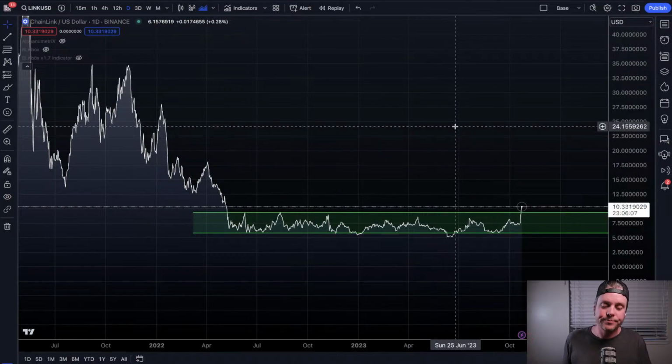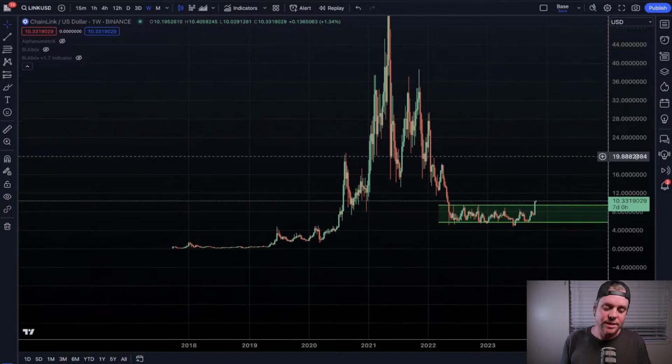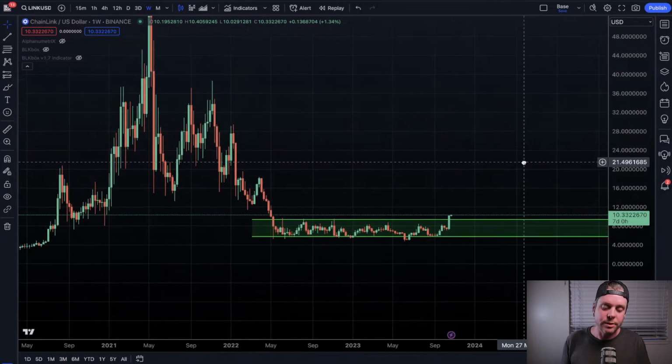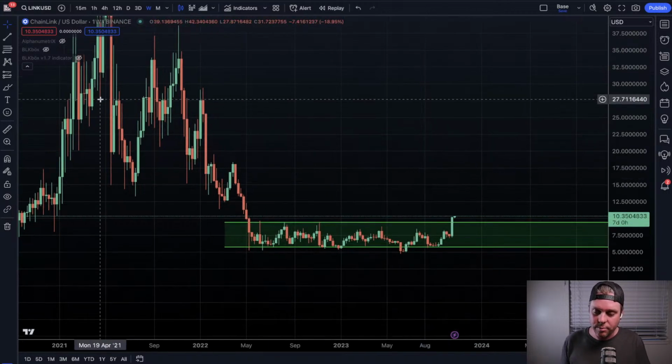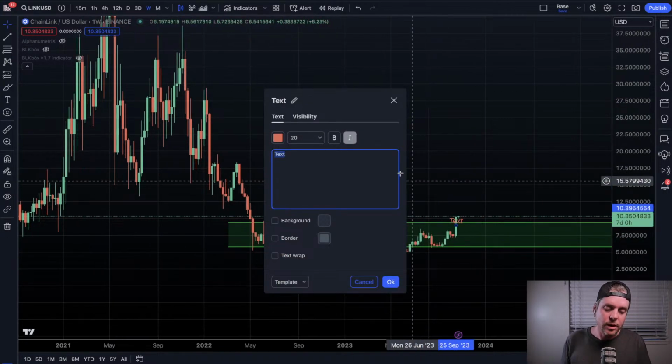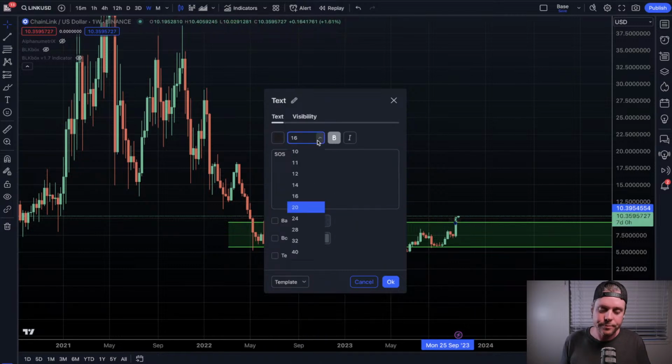Speaking of Chainlink, Chainlink had a beautiful, beautiful accumulation range here. It's actually pretty textbook accumulation range. And we have broken out. So we are looking at our sign of strength move. We have officially printed our sign of strength here.